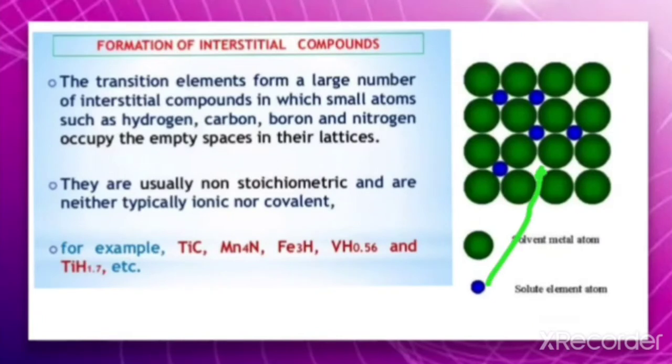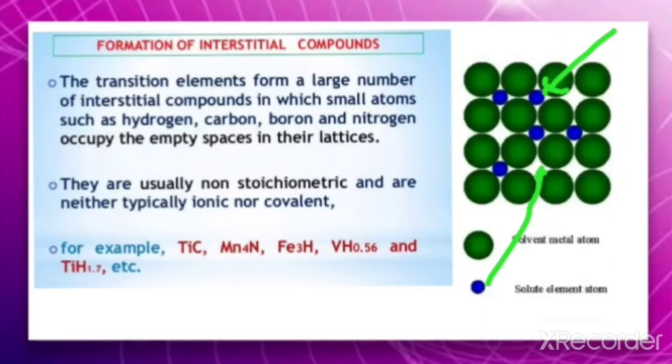As shown in the figure here, there are some empty spaces in the lattice, where small atoms like carbon and boron can occupy these spaces. Because of this, it forms a compound by occupying the spaces with smaller atoms. So interstitial compounds are those compounds which are formed when small atoms like carbon, hydrogen and nitrogen are trapped inside the crystal lattice of the metals.